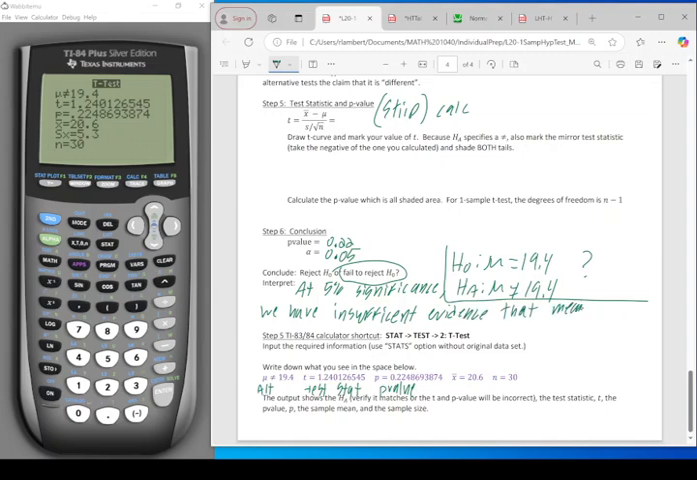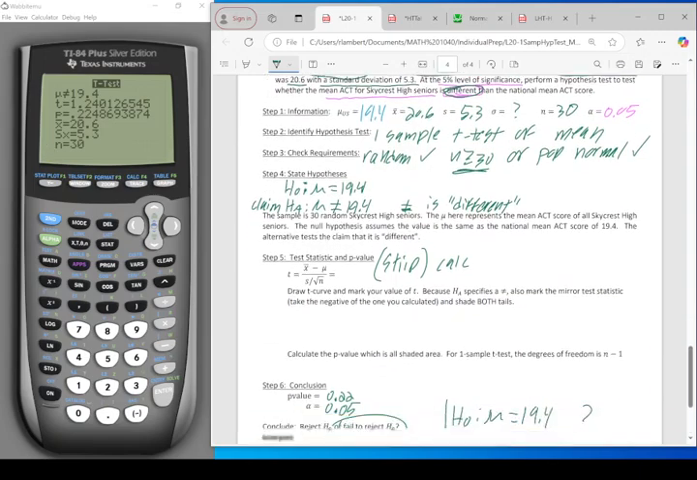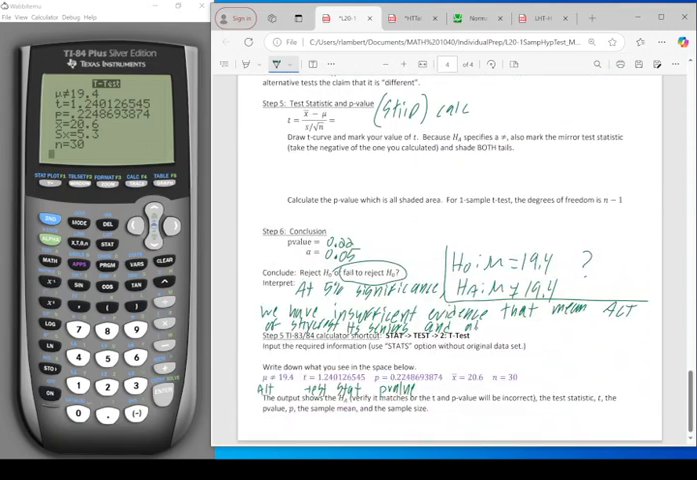That's a mean ACT of the two populations are different. I don't know what to call it, like just all United States high school seniors.